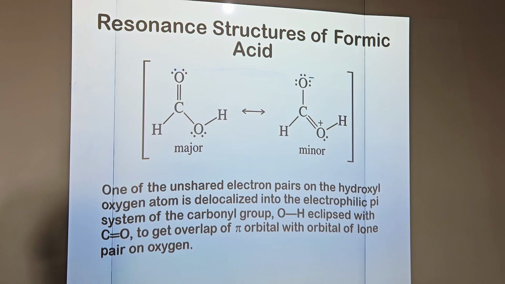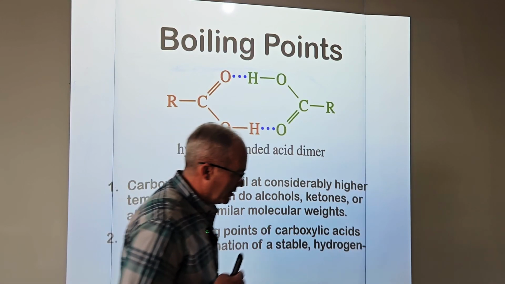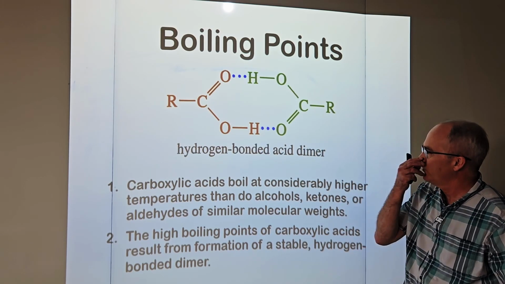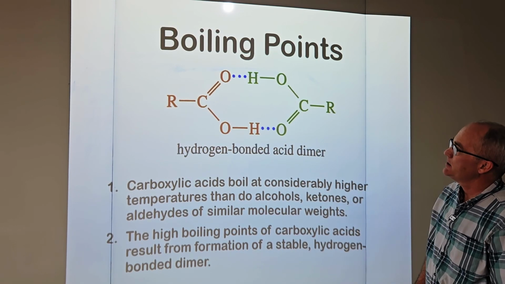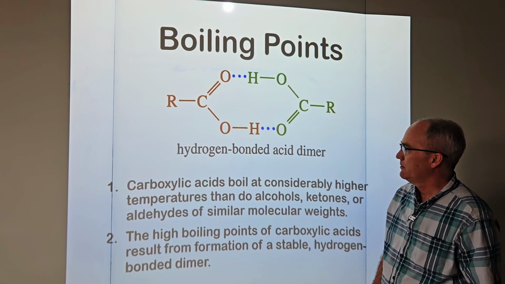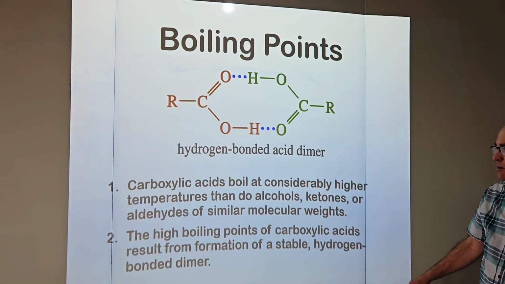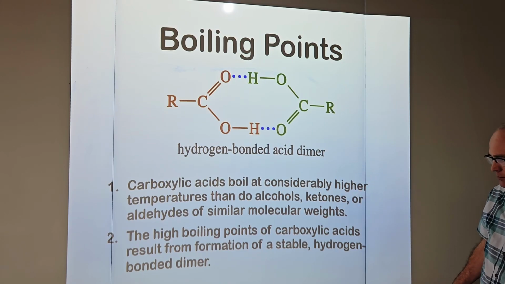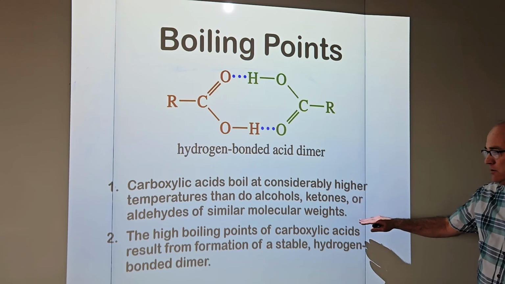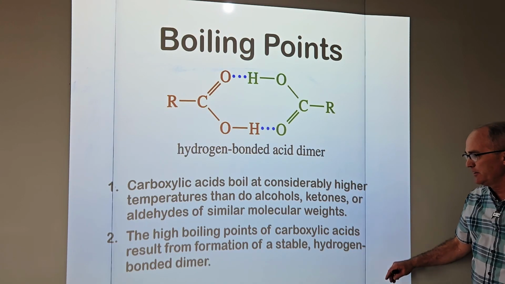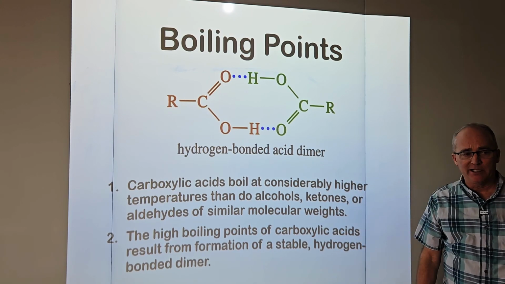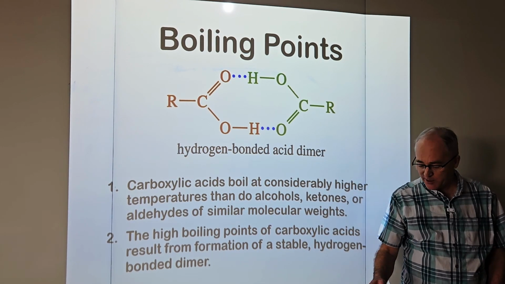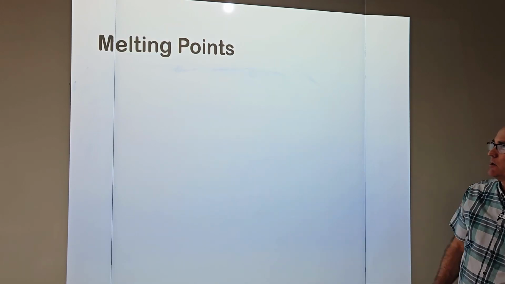So here's the resonance structure, major and minor. If we look at the boiling point of ethanol and compare it to the boiling point of acetic acid, we'll see acetic acid is quite a bit higher than ethanol. You form a dimer, so they boil at considerably higher temperatures than the corresponding alcohol. Of course, alcohols are a lot higher than the ketones and aldehydes of similar molecular weights. Why do we compare similar molecular weights? What intermolecular force are we holding constant? London dispersion forces. So this is why they're so high.